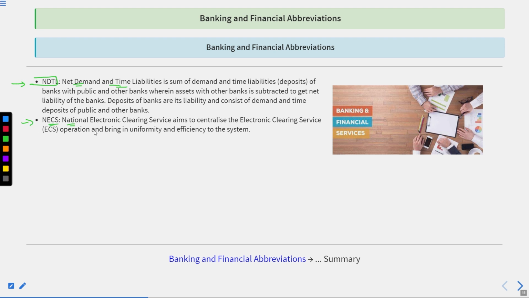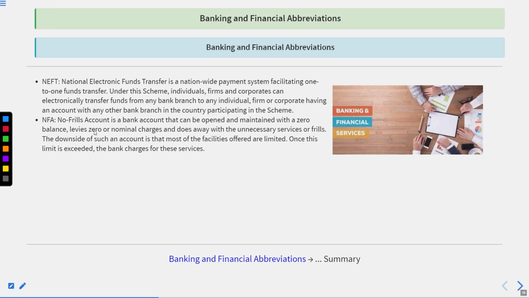NECS, National Electronic Clearing Services, aims to centralize the electronic clearing services operation and bring in uniformity and efficiency to the system. NEFT, National Electronic Fund Transfer, a nationwide payment system facilitating one-to-one fund transfer. Under the scheme, individuals, firms and corporates could electronically transfer funds from one bank to any individual, firm or corporate having an account with any other bank branch in the country participating in the scheme.